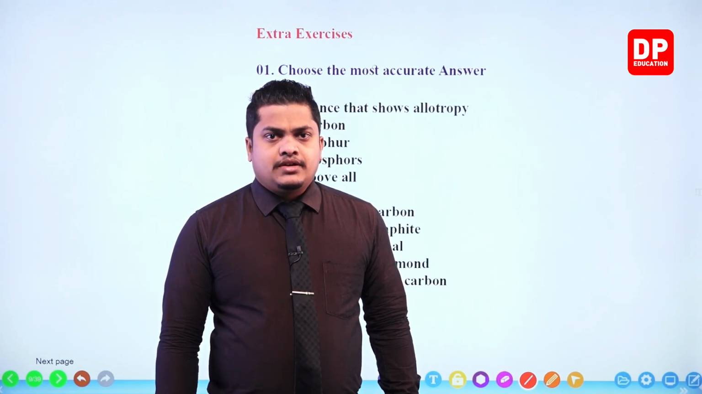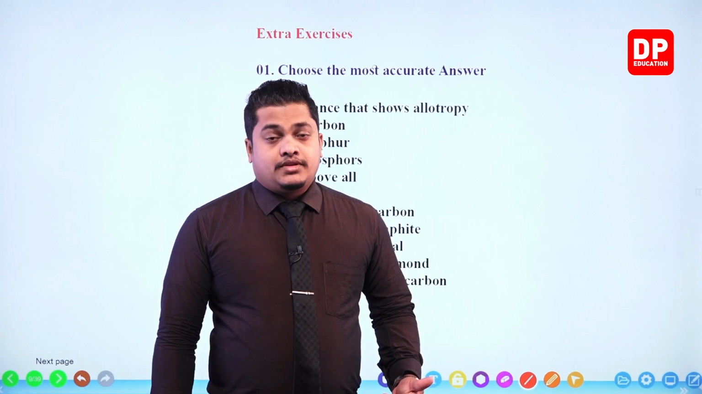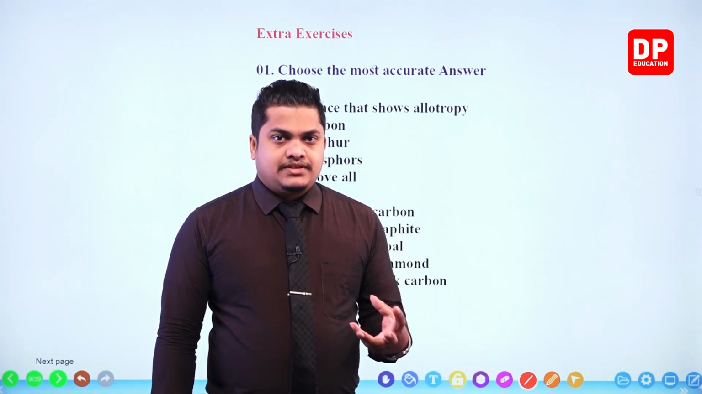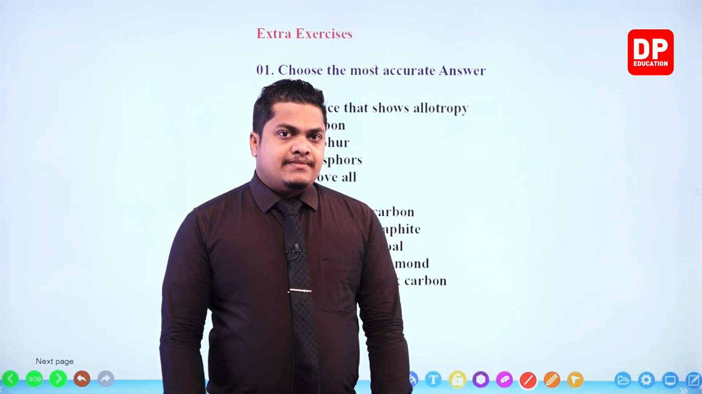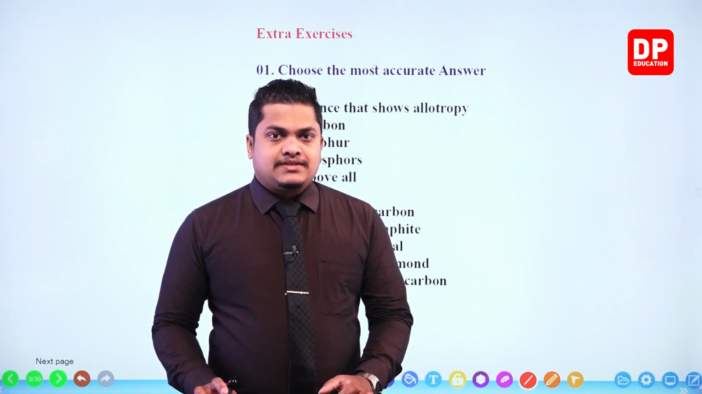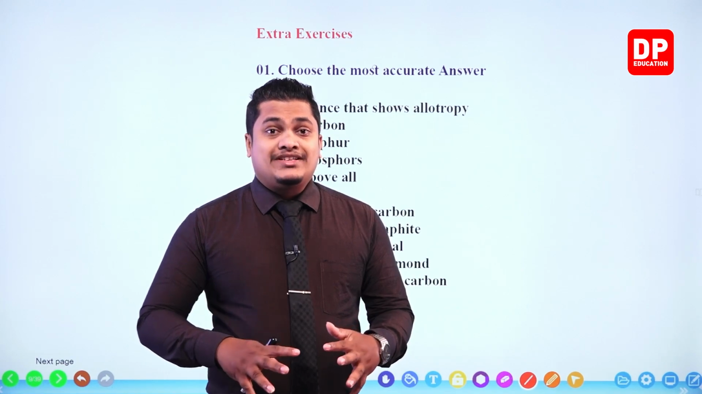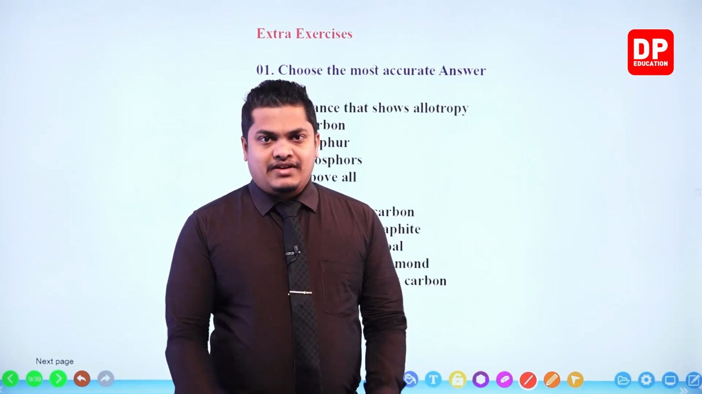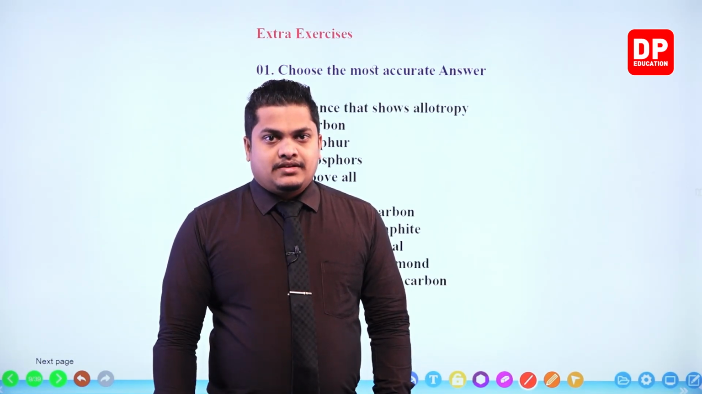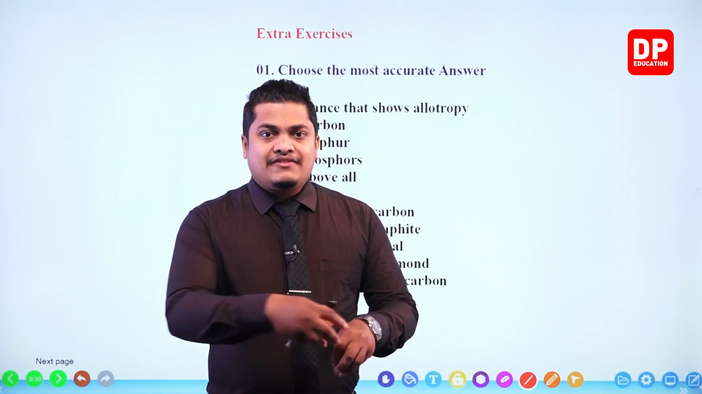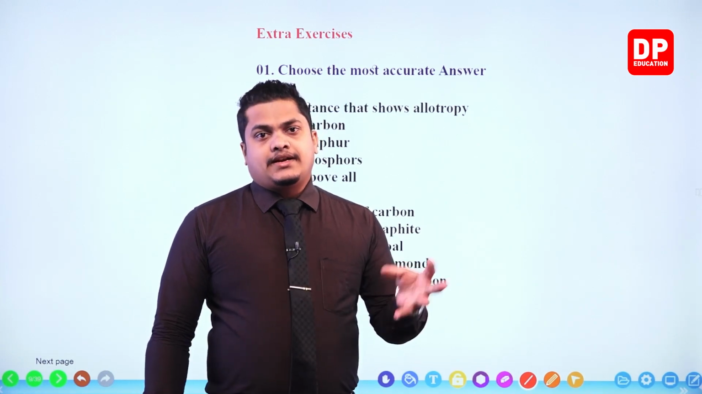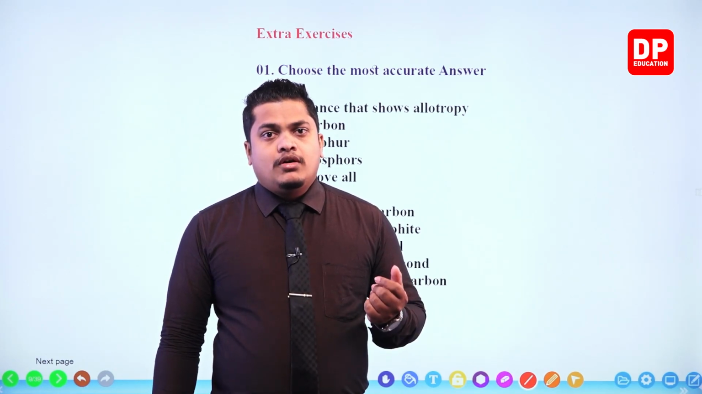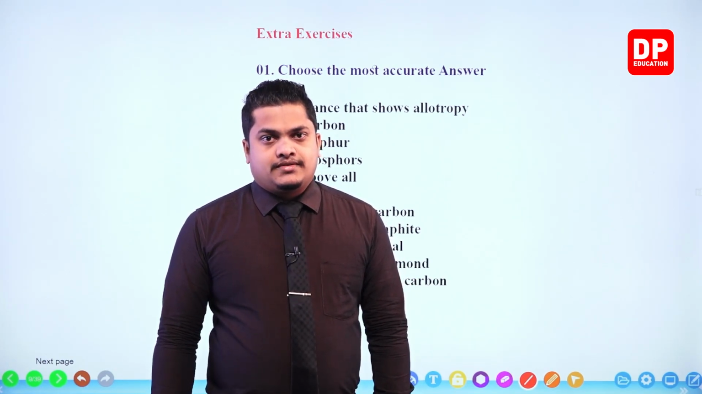Allotropy means, my dear children, the polymorphic nature. Then what do you mean by the polymorphic nature? The polymorphic nature means if you take a certain substance or a certain element, and that element is available as different forms, even though it is made up of the same substance, then that particular substance shows allotropy, or it contains polymorphic structures, right?